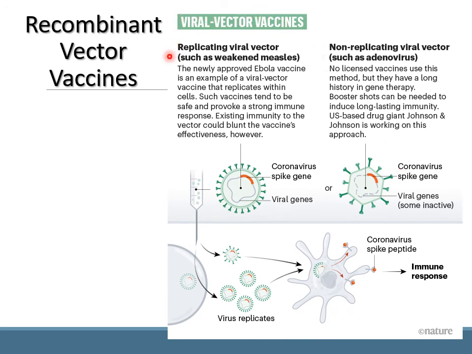Viral vector vaccines, or recombinant vector vaccines, which is what I called them earlier. There can be replicating viral vectors used or non-replicating viral vectors. So a safe virus is used to vaccinate, one that will not cause disease, and in that viral genome is inserted, for our coronavirus vaccine, a coronavirus spike gene, so that when these viruses replicate, they will present that spike protein to the immune system.